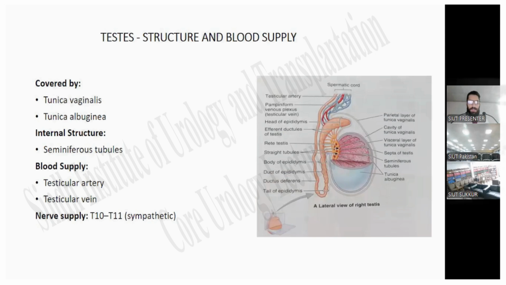Testes, which are covered by the tunica albuginea. Internal structures include seminiferous tubules, and the blood supply is a direct branch of the aorta and drains via the testicular vein on the left side into the renal vein, and on the right side directly into the IVC. The nerve supply arises from the thoracolumbar spine, which is of sympathetic origin.